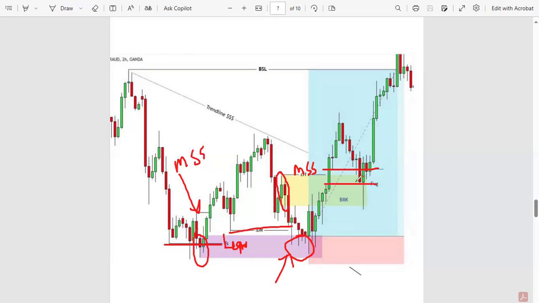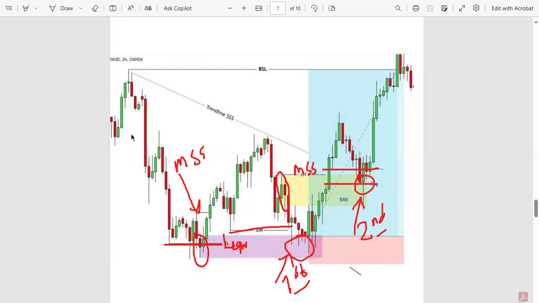So you're going to take your re-entry here. Take another entry there, the second entry. The first entry was here. This is your second entry. If you miss the first entry, then you can take your entry on this second point where we have this breaker block overlapping with the fair value gap.